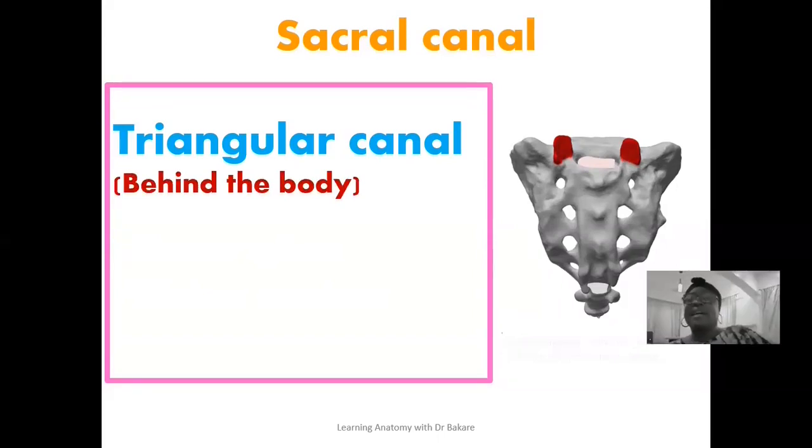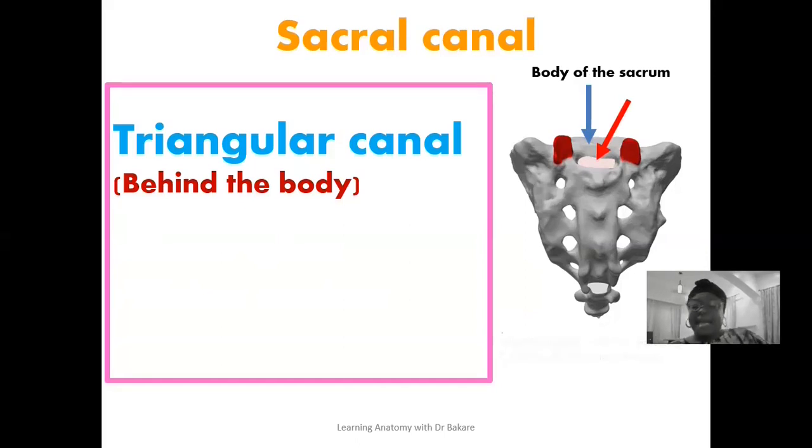So the sacral canal is seen to be located behind the body of the sacrum. This is where we have the body of the sacrum here, arrowed in blue. And just behind it, at the posterior part, is where we have the sacral canal. This is what is seen to be arrowed here in red. So you have the space that is triangular in configuration, located behind the body of the sacrum.